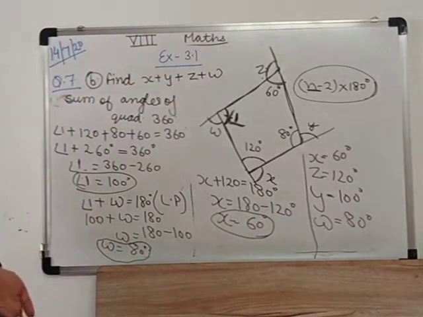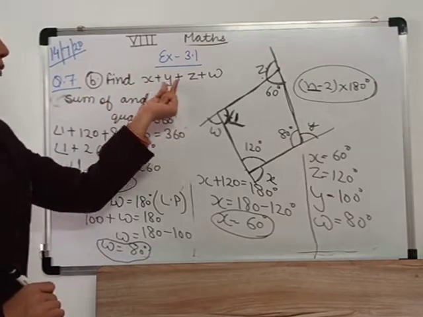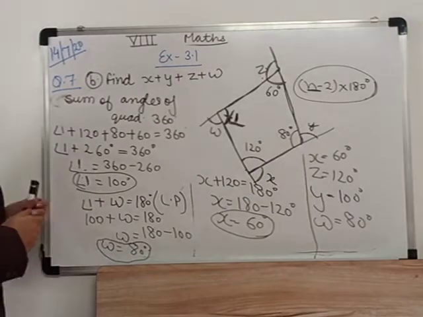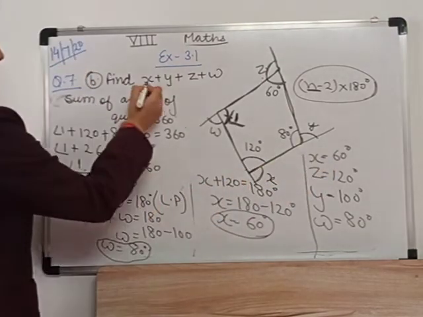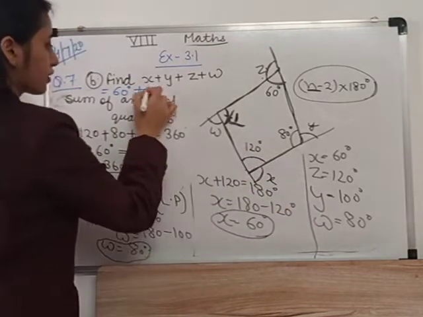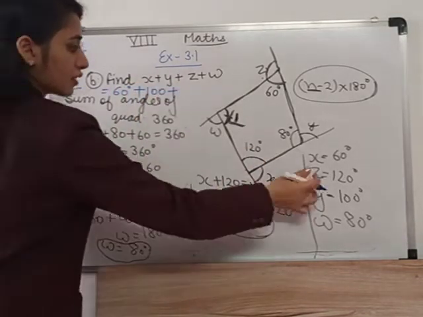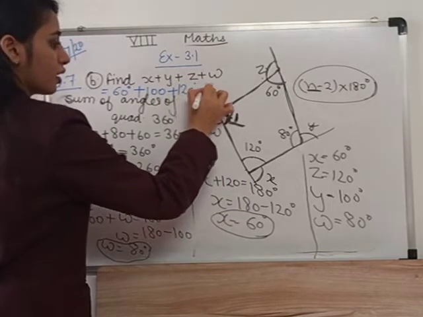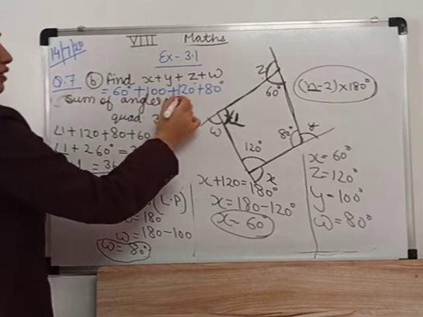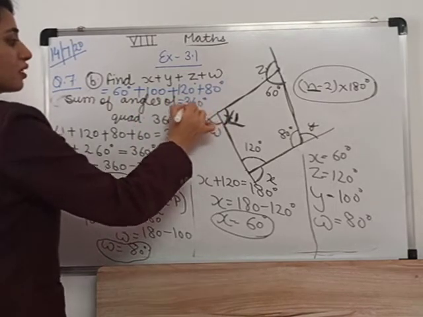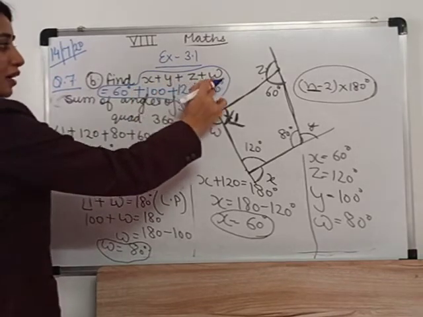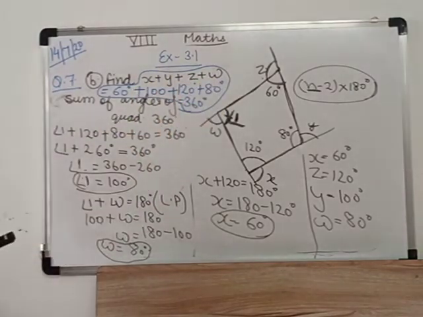Now what's the question? Find the value of x plus y plus z plus w. Now add all these values. X is 60, plus y is 100, plus z is 120, plus w is 80 degrees. 200, 300, 360. Their sum is 360, so the value of x plus y plus z plus w is equal to 360 degrees.